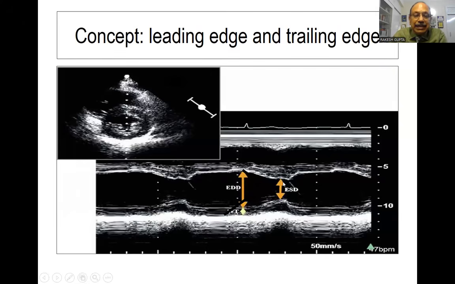Now, classical image. Look, this is M mode. This is 2 dimensional echo. If I have to measure my LV cavity, I'll measure from this place to this place, trailing edge to leading edge. Trailing edge to leading edge. Otherwise, I'll measure from this point to this point.